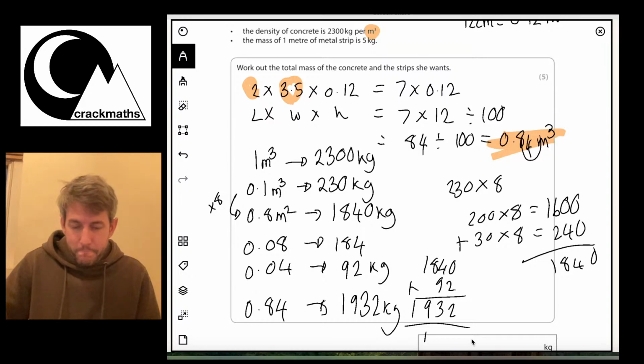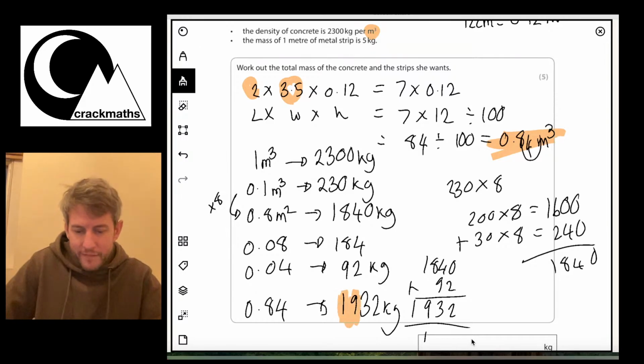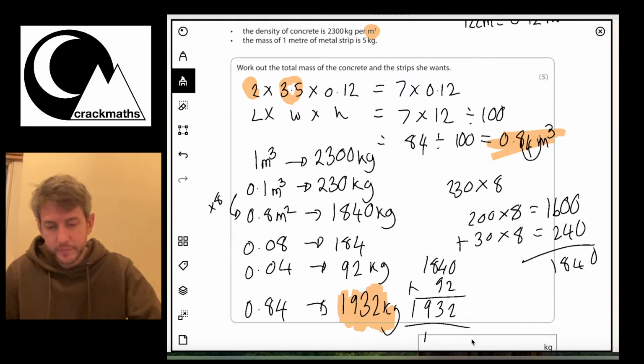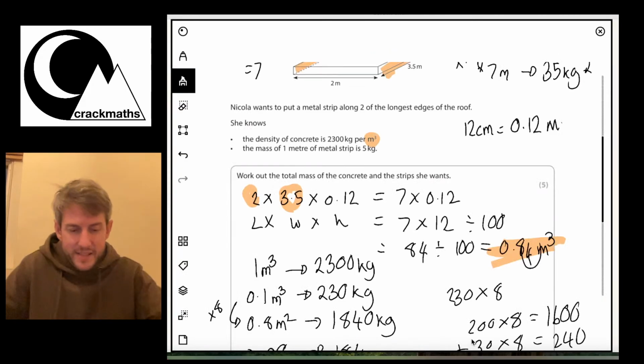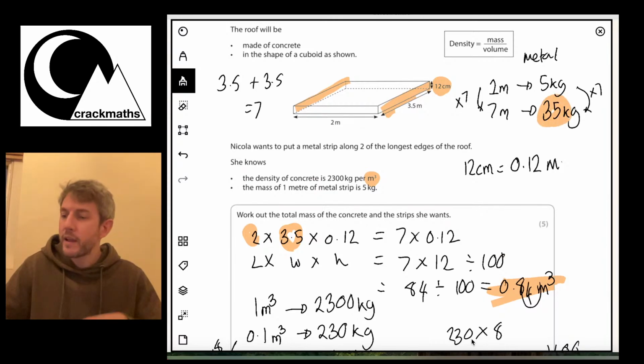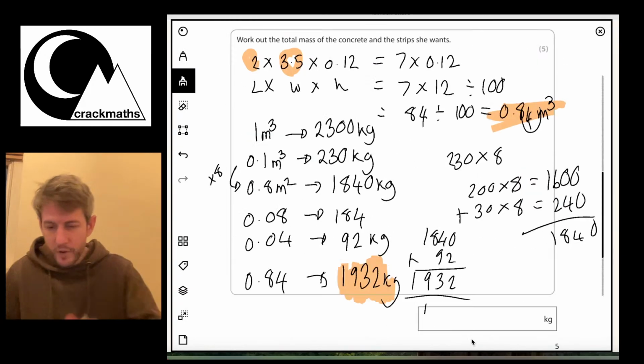Right. Work out the total mass of... Oh, okay, that's fine. So it's just the total mass. So we're not going to have to do anything else with these numbers now. So we've got the mass of the concrete is 1,932 kg. We know the mass of the metal strips is 35 kg. So in order to get the final answer to this question, we're just going to have to add those together. So let's see if we can do that.